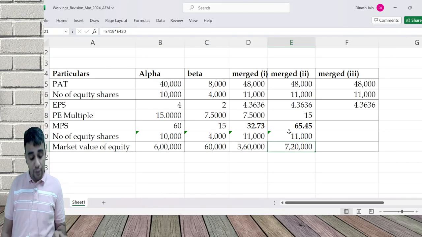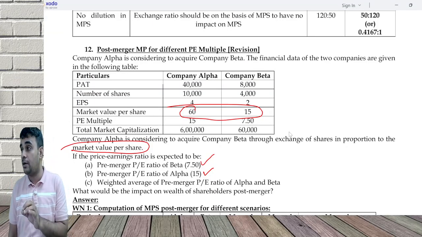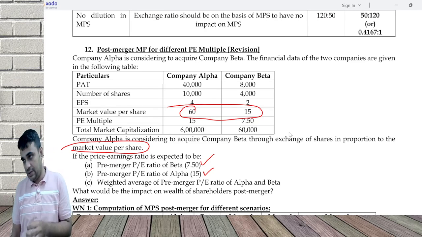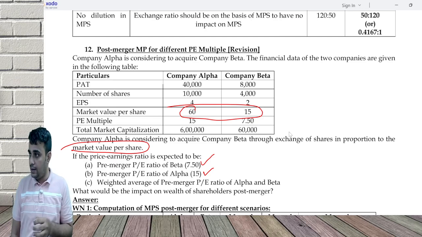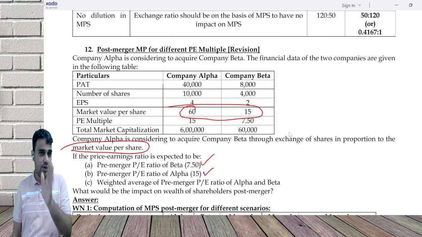Now, after this, what you need to do is, this is for your requirement, impact on wealth. What is impact on wealth? Pre-merger market price, post-merger market price, gain or loss per share, pre-merger number of shares, and overall gain or loss. That calculation needs to be done for situation 1, situation 2, and situation 3.